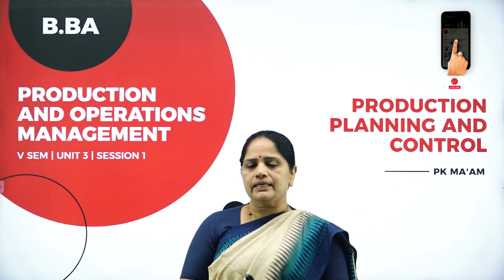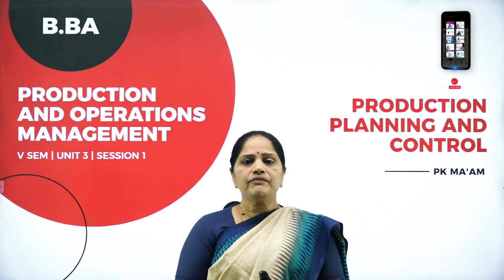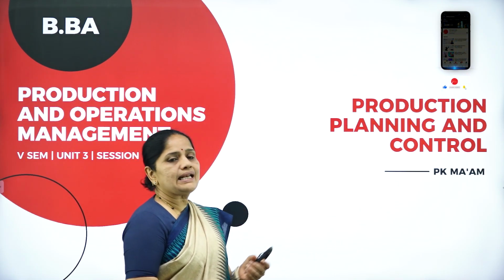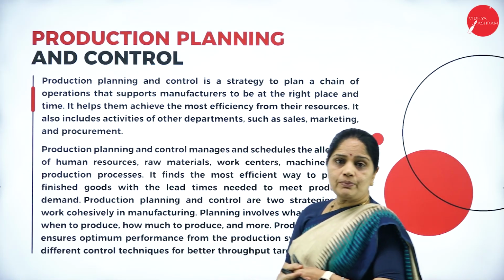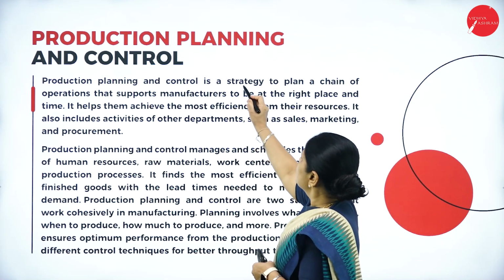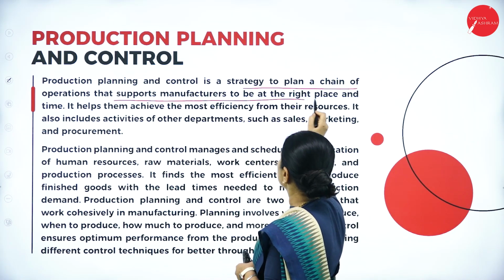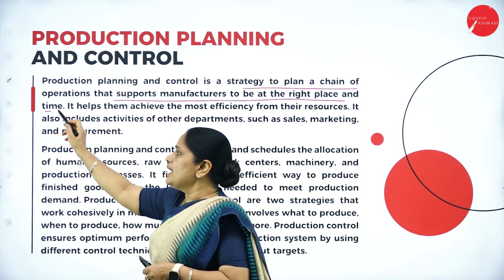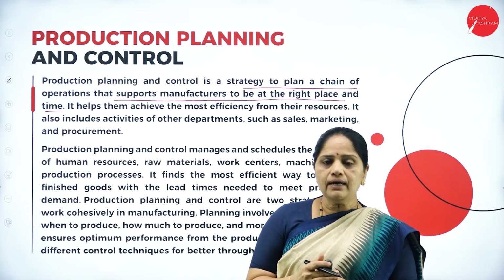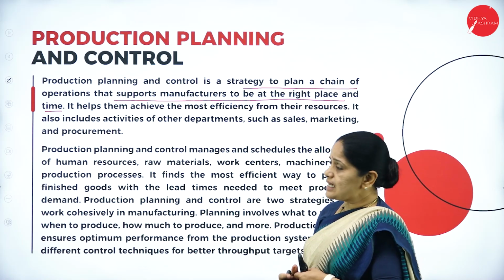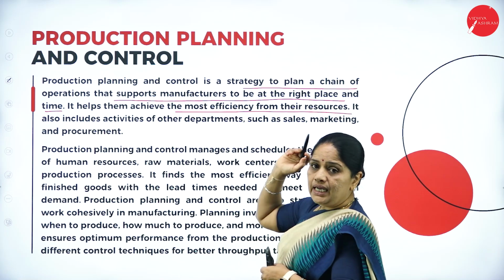In this Unit 3 of this subject, that is Production and Operations Management, we will be studying about production planning and control. So let us understand the meaning of production planning and control. It is a strategy to plan a chain of operations that supports manufacturers to be at the right place and at the right time. So production planning is done to support the manufacturers to be at the right place and at the right time. It helps them to achieve most efficiency from their resources.